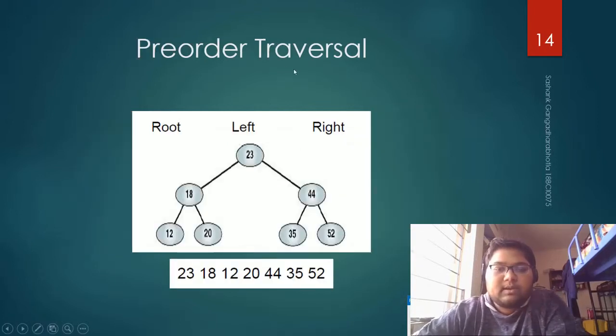Pre-order traversal. As we have discussed, we first start with the parent 23, then go to 18, then go to 12, and we come this way, but 18 is already taken, so we have to get back to 20. Then we again go back here, but 23 is already taken, so we go to 44, then come back here to take 35 and go back here, but 44 is already taken, come back here 52, 44 already taken, 23, return to the same position. And so check it: 23, 18, 12, 20, 44, 35, 52, exactly the same.